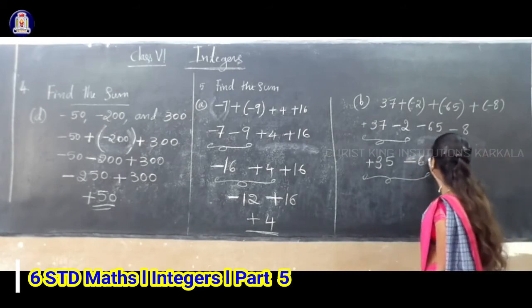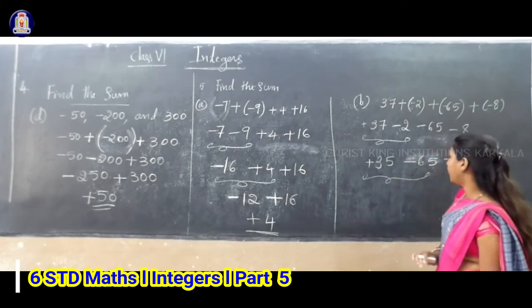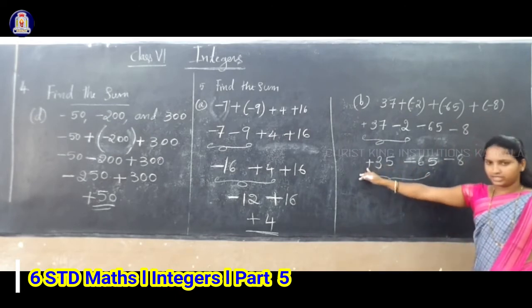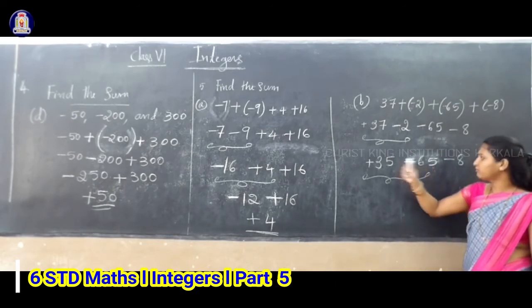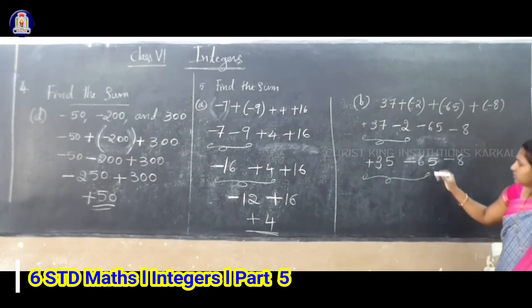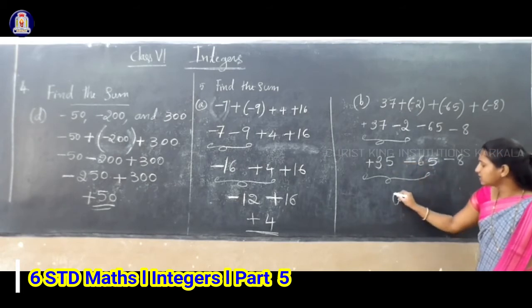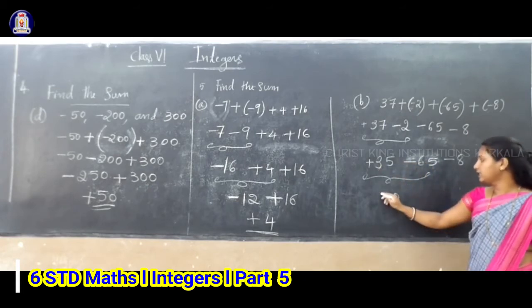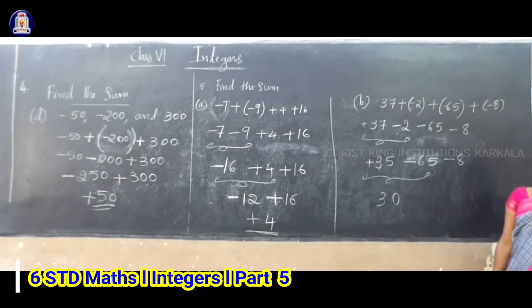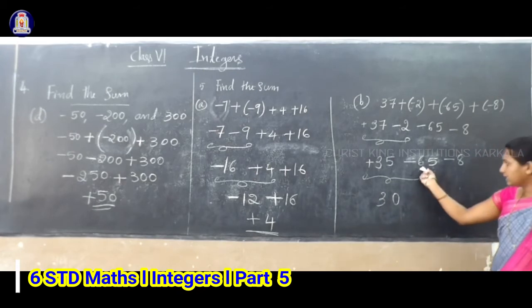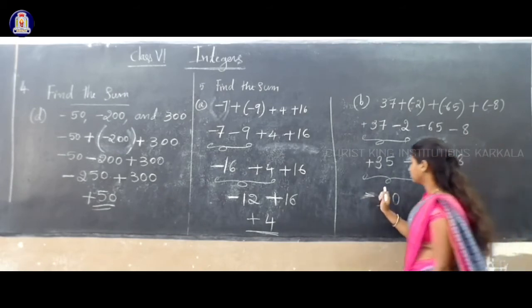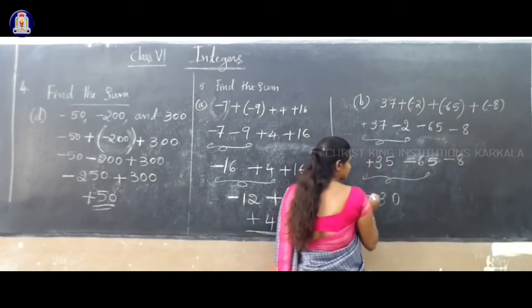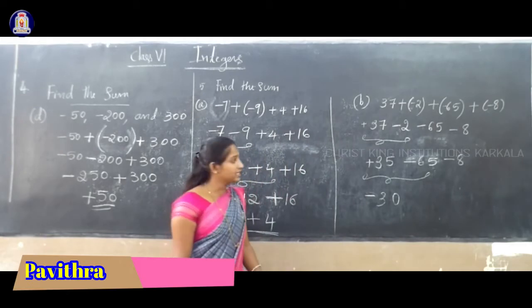Minus 65 and plus 35. In this the sign is different. Plus minus. So you have to subtract. Minus 65 minus 35. 5 minus 5 is 0. 6 minus 3, that is 3. Is it correct? Yes. So the greater number is 65. That sign is a minus. Clear? So the greater number is 65. That sign is minus. So minus 30.